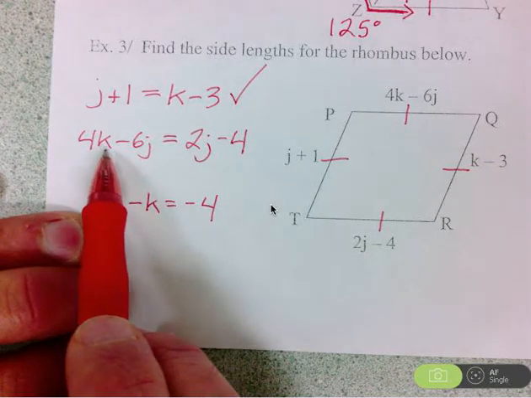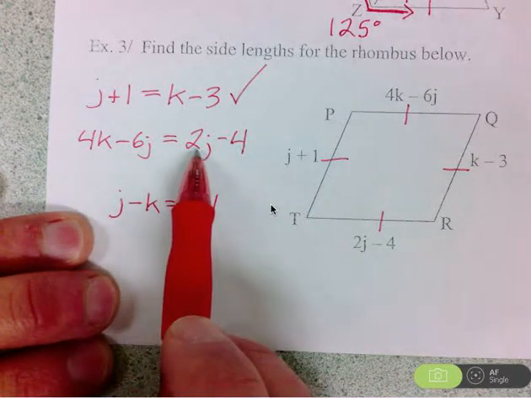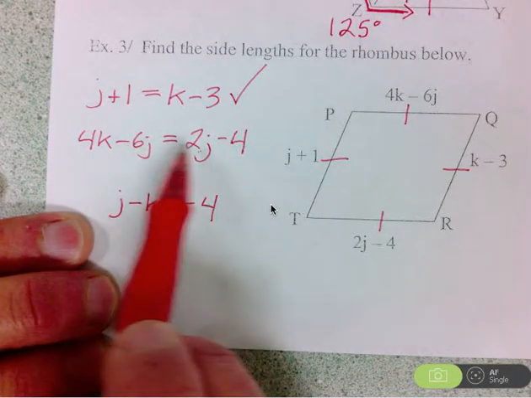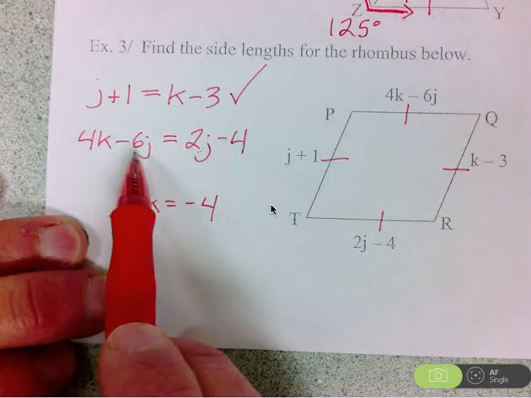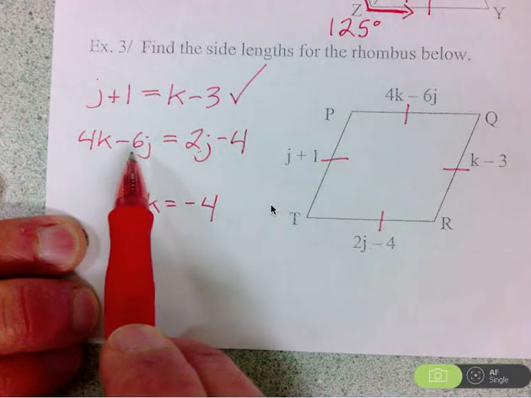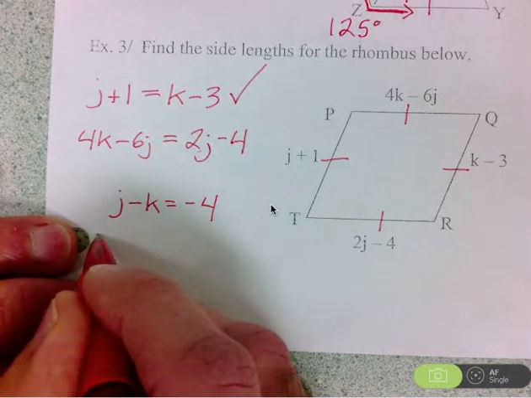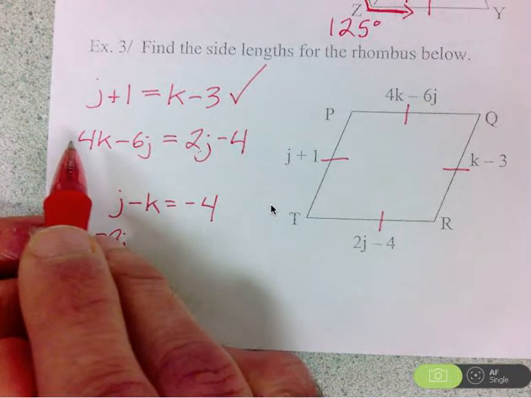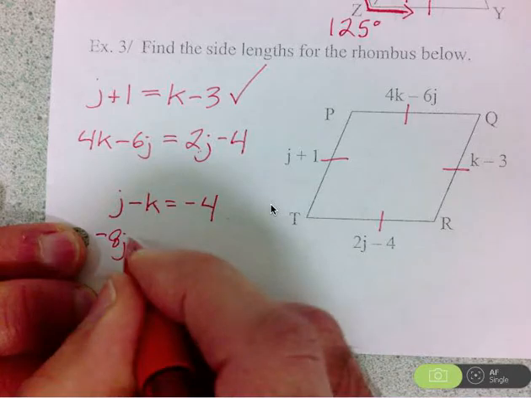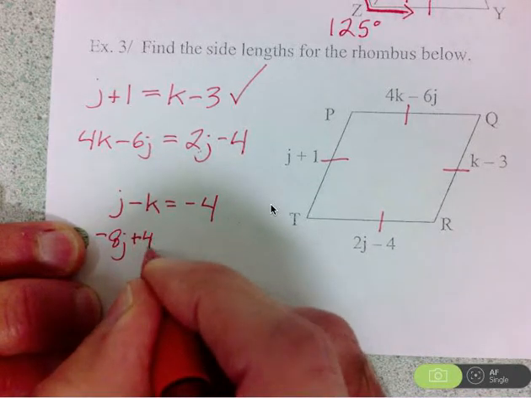So I'm going to do a little rearranging here. This 2j is on the right. If I subtract 2j from both sides, that's going to give me a negative 8j on the left. The negative 6j minus 2j is going to give me negative 8j on the left. So I have a positive 4k still on the left, so I'm going to write that as plus 4k.